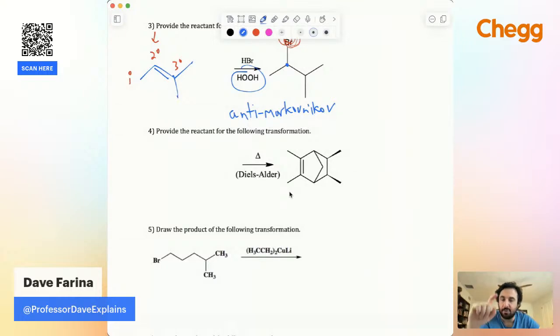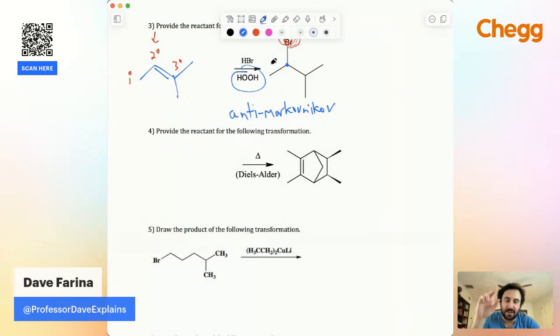It's got to have a six-membered ring. Likewise, if we're doing retro Diels-Alder, if we're looking at a product and trying to figure out what the diene and the dienophile were to yield that Diels-Alder product, we have to undo the six-membered ring that was formed, right? And so with the six-membered ring, there's going to be a pi bond in there.